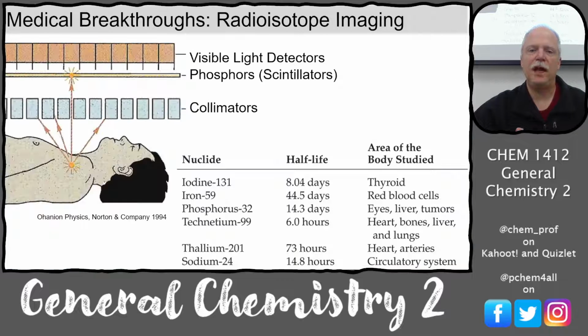And so the thyroid gland will absorb iodine. And so you could put radioactive iodine in a person's bloodstream, and the thyroid would pick that up, and it would send out, basically emit light. And then you could come along with collimators, a phosphor screen, and light detectors, and you could image that area of the neck.